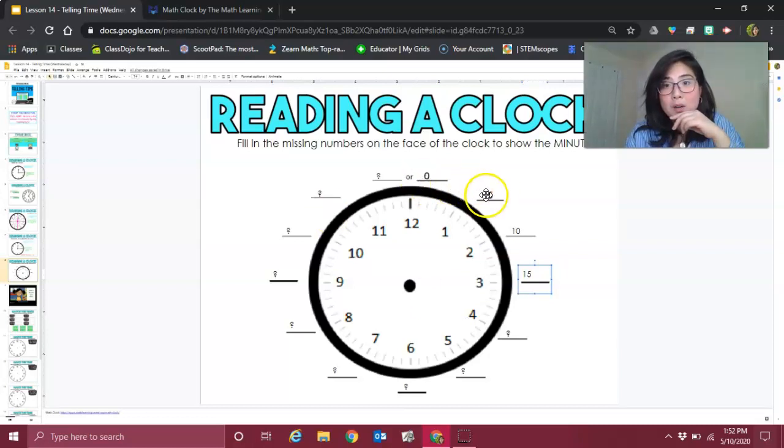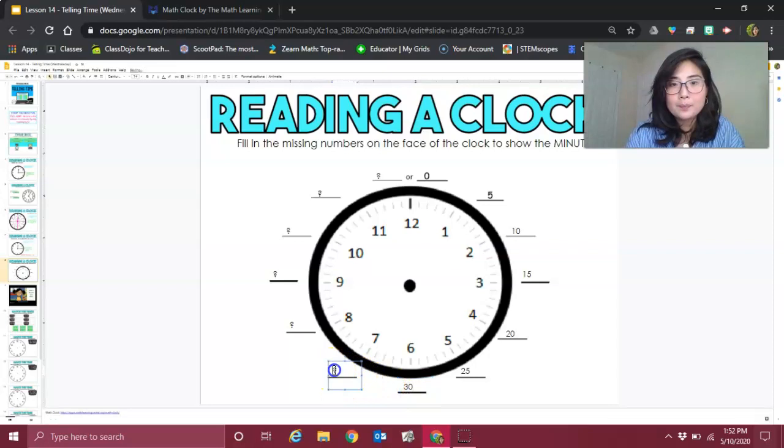So 0, 5, 10, 15, 20, 25, 30, 35, 40, 45, 50, 55, and the other way of labeling 12 would be 60. So one more time, friends.